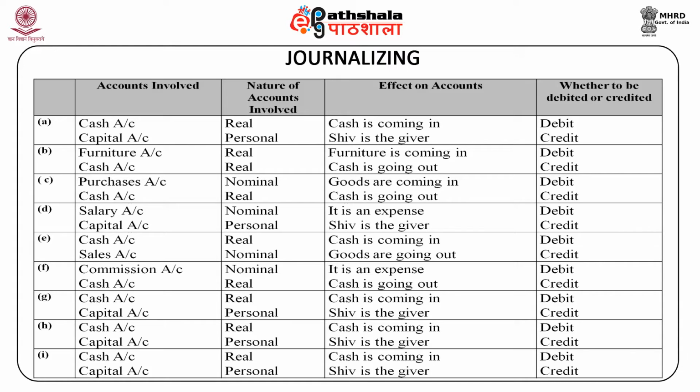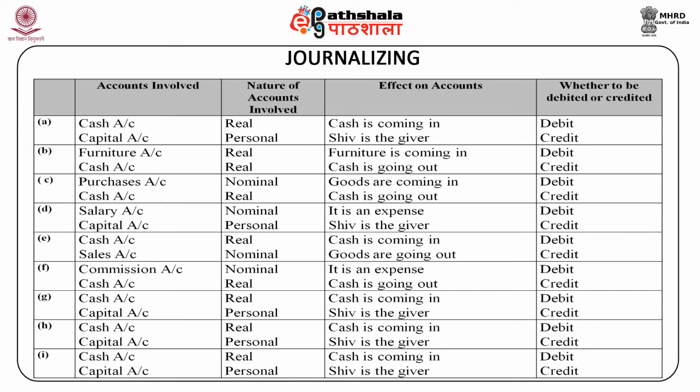B. Purchased furniture for cash. In this case, furniture and cash accounts are involved, out of which furniture and cash both are real accounts. In this case, furniture is coming in, so it will be debited, whereas cash is going out, so it will be credited.